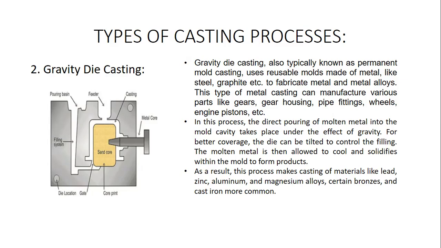What is the mechanism involved in gravity die casting? A direct pouring of molten metal into the mold cavity takes place due to the effect of gravity. Sometimes we can tilt the die in order to control the filling rate inside the mold cavity, so that the molten metal is allowed to cool and solidify within the mold to form the final product.